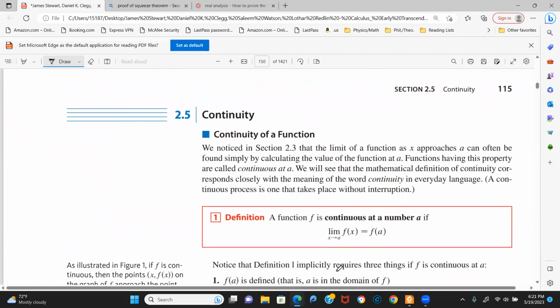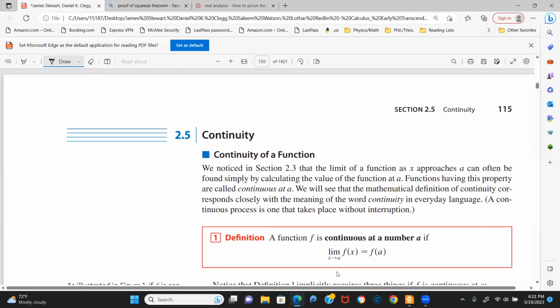So first of all, this is continuity at a specific number, and it'll turn out you can be continuous on a set of numbers, and to be continuous on a set of numbers means you're continuous at every number in the set. So that's a very easy concept to understand once you know what continuous at a number means.